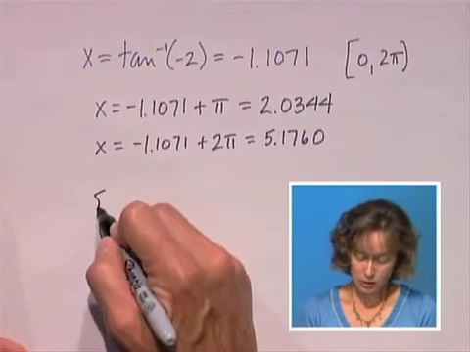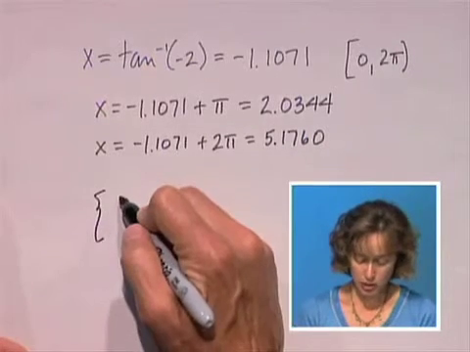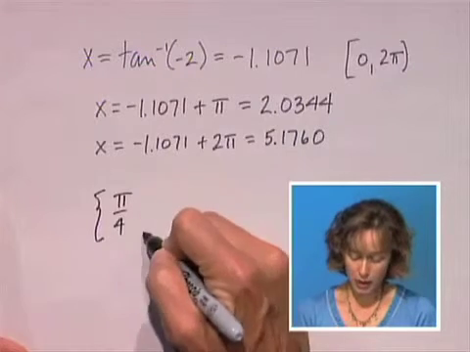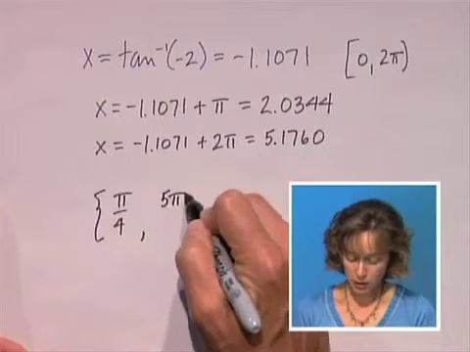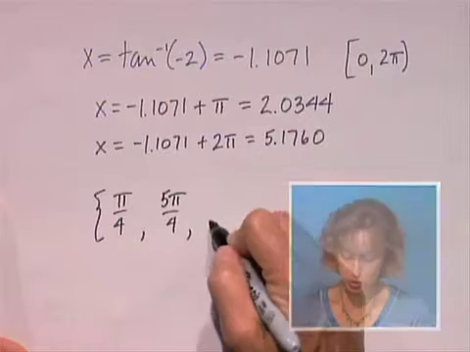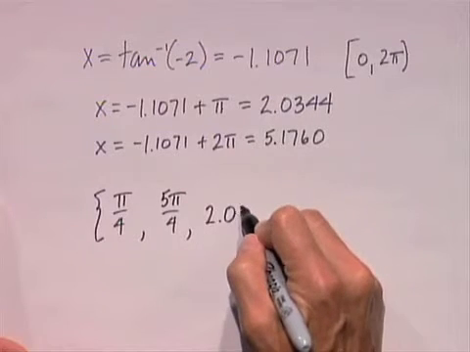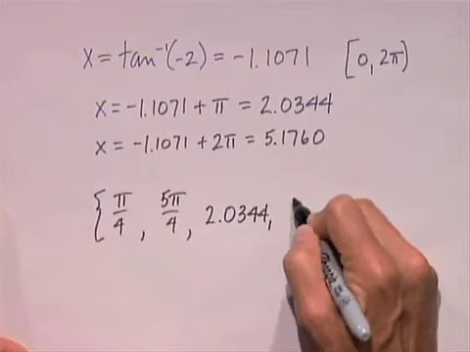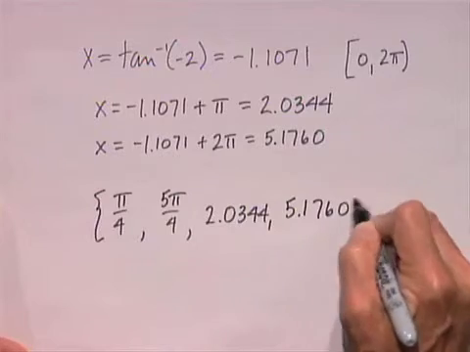And I'm ready to write the solution set to the equation that I started with. Recall that we had pi over 4 and 5 pi over 4 as solutions, as well as 2.0344 and 5.1760.